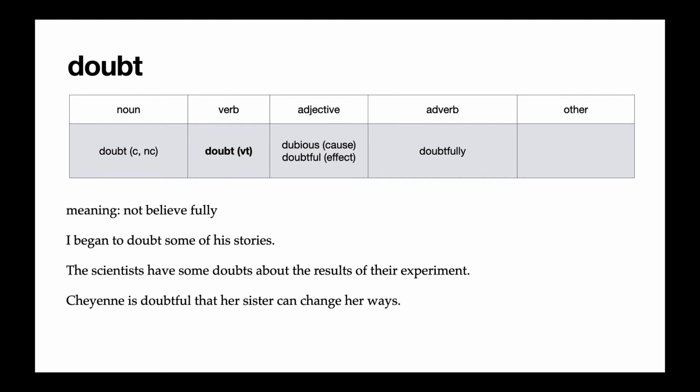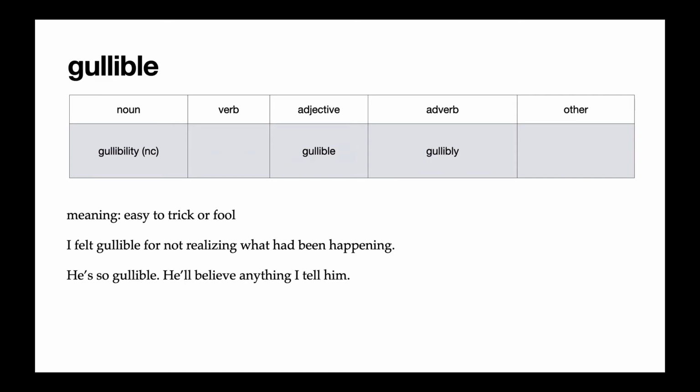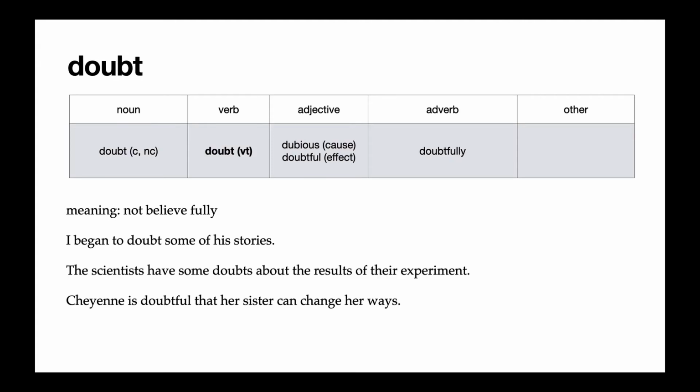Doubt can also be used as a countable or a non-count noun. So a countable doubt is like a single thought you have. And non-count doubt is just the action of having doubt. We have two adjective forms. Dubious is the cause and doubtful is the effect. So if someone tells you a story that you doubt, you feel doubtful, and the story is dubious, right? She told me a dubious story. So in our last example, Cheyenne is doubtful that her sister can change her ways. That means Cheyenne has doubts. She doesn't really believe that her sister can change her behavior.